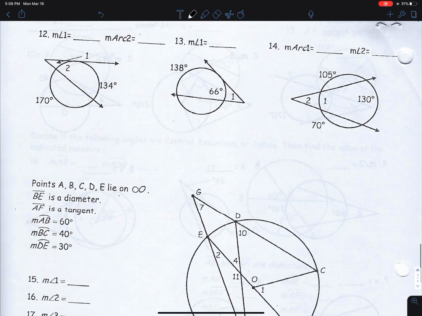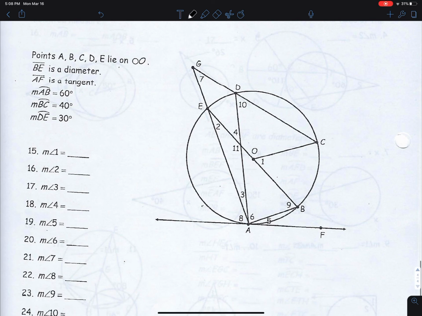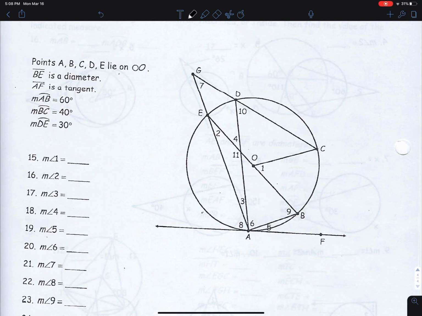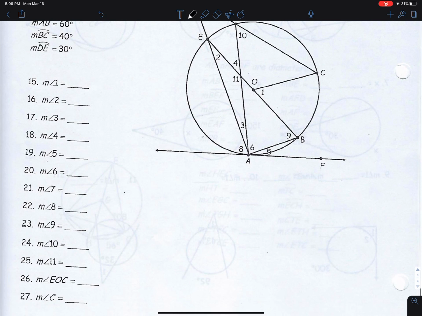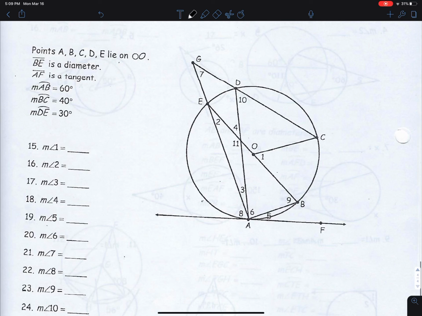Once again, on the back, this is getting closer to what your quiz is going to look like, or your test for this chapter. It's called a monster circle, where we have a bunch of line segments in there and you have to find all the missing angles. So this is really good practice for the quiz that you'll have. So make sure to do this one in practice for your quiz test.